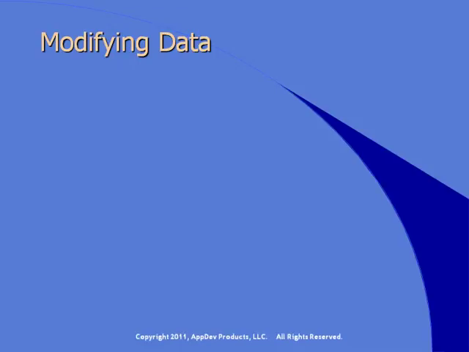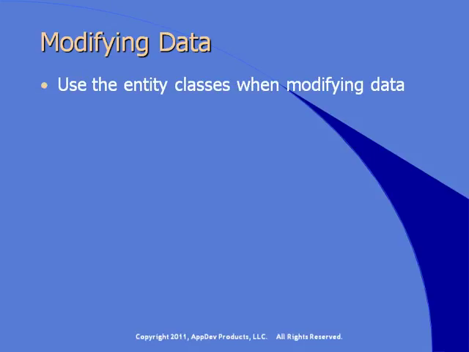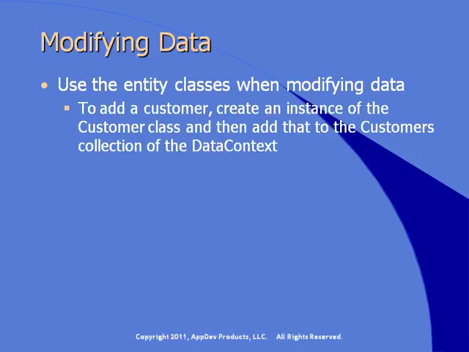You saw in the previous section that when you write LINQ to SQL queries, you're querying against the entity classes. Well, you also use the entity classes when you're modifying data. So for example, to add a customer, you'd create an instance of the customer class, populate it with the correct data, and then add that to the customers collection of the data context.